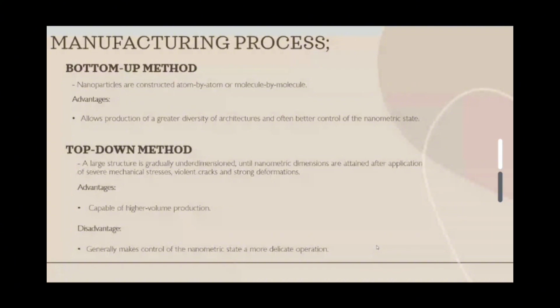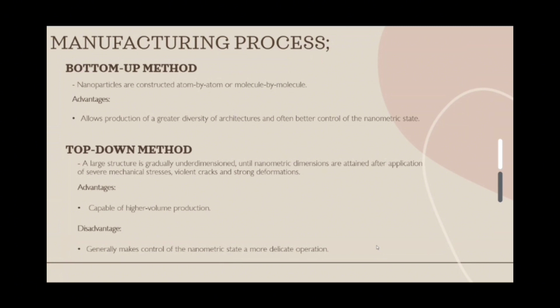As said in the last slide, the nanomaterials can be synthesized using two prominent approaches, the top-down and bottom-up approaches. In the bottom-up method, nanoparticles are constructed atom by atom or molecule by molecule. It involves the growth of nanoparticles from atomic-sized particles. Its advantage is that it allows production of a greater diversity of architectures and often better control of the nanometric state.